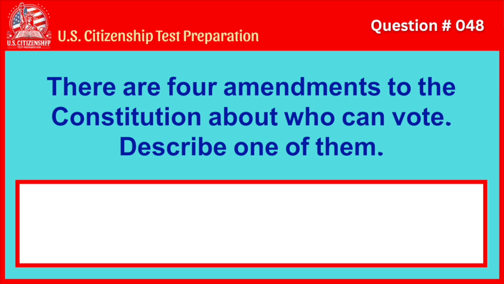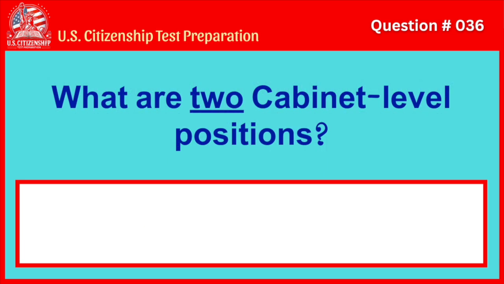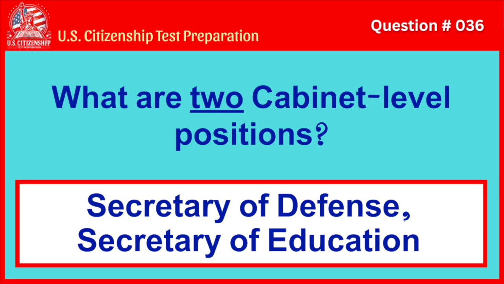There are 4 amendments to the Constitution about who can vote. Describe one of them. Citizens 18 and older can vote. What are 2 cabinet-level positions? Secretary of Defense, Secretary of Education.